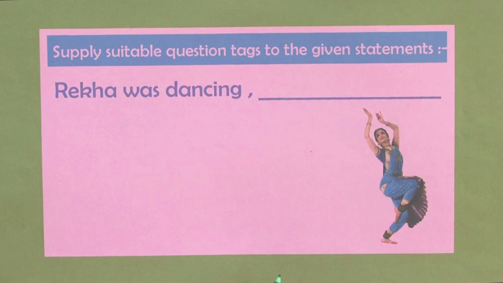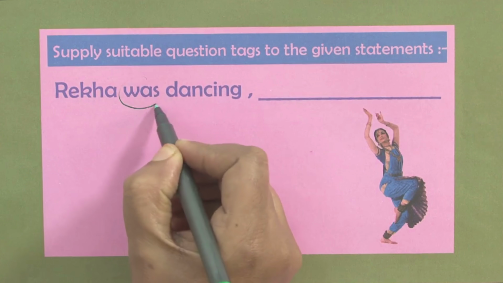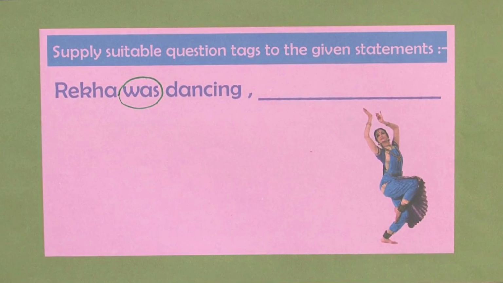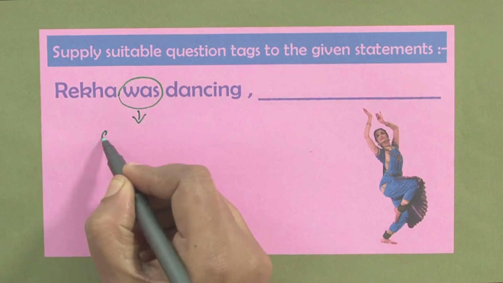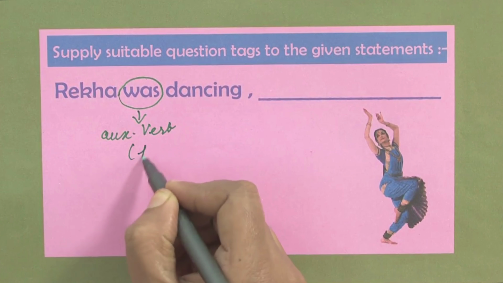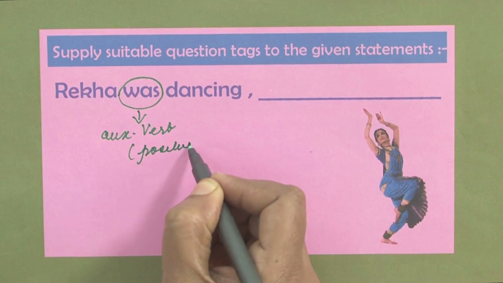Yes, the next example that we have here is Rekha was dancing. I repeat, Rekha was dancing. Now, which is the auxiliary verb? Was is the auxiliary verb. Now, does it indicate positive meaning or negative meaning? Yes, it indicates positive and not negative. So, was is the auxiliary verb and it conveys a positive meaning.